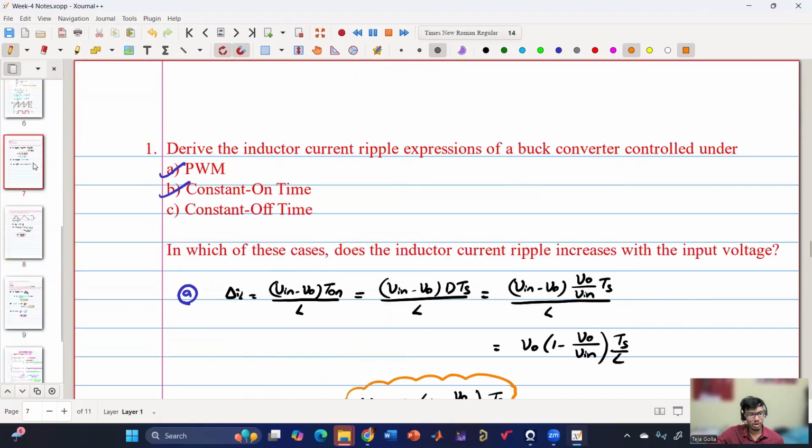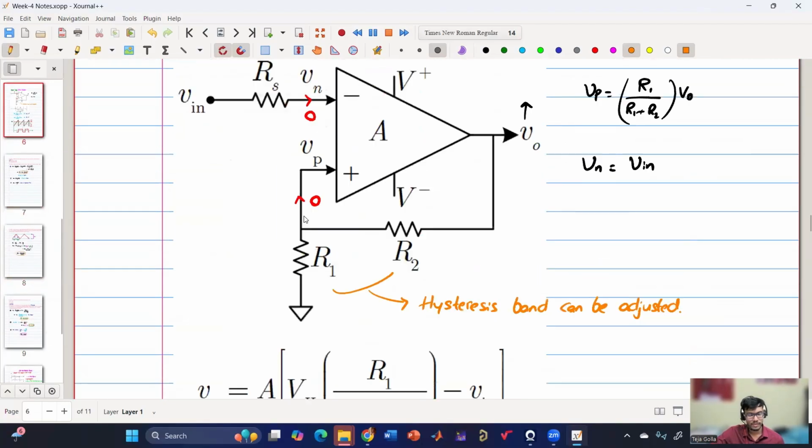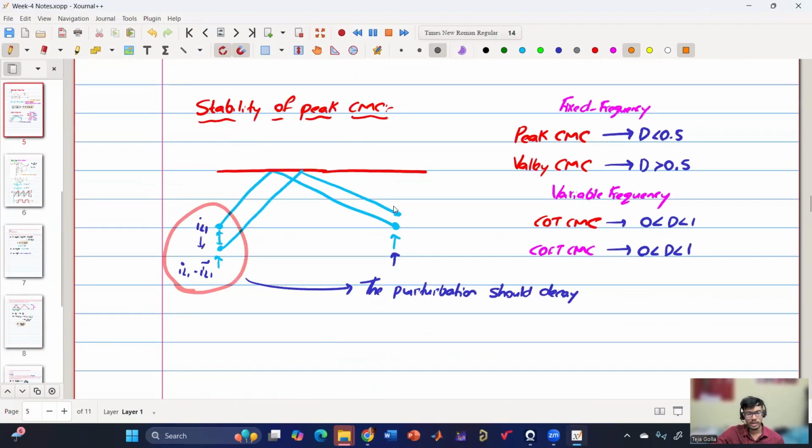And we also got one question, which is the stability of peak current mode control, why it is stable for duty ratio less than 0.4. Due to lack of time, I could not explain this part.